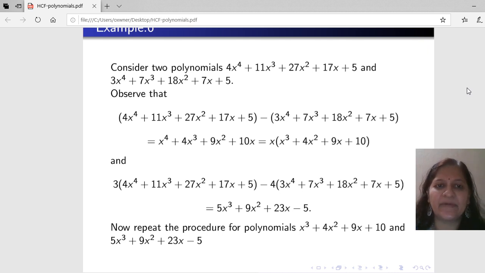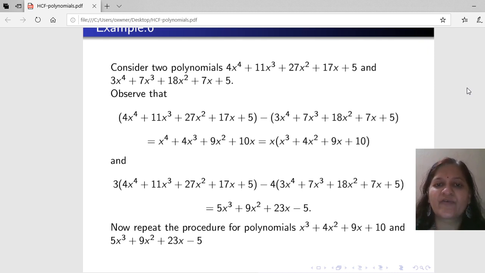Consider the next example. Here we consider two polynomials of degree 4: 4x raised to 4 plus 11x cube plus 27x square plus 17x plus 5, and 3x raised to 4 plus 7x cube plus 18x square plus 7x plus 5. Now the constant terms are the same, that is 5. So we can just subtract one polynomial from the other. Then we get x into bracket x cube plus 4x square plus 9x plus 10.